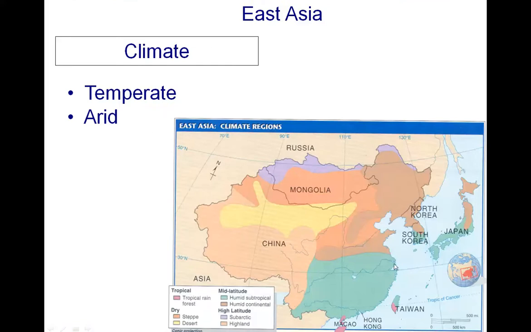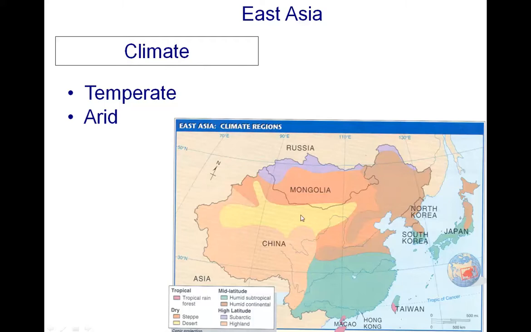Very temperate climate in much of China, and actually interesting, China's climate mirrors much of what we would think of in terms of the United States, similar latitudes for actually all these regions. So we'd find a humid continental climate, humid subtropical. There are some tropical areas here in Macau, part of Taiwan, and we do get into subarctic climates as we get into Mongolia and part of China here.